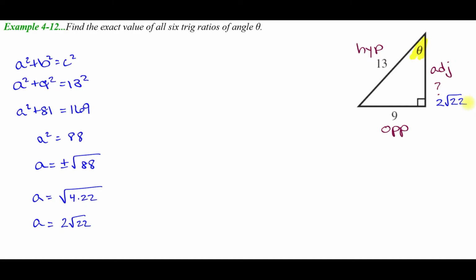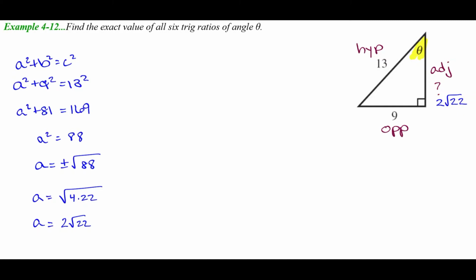So using the Pythagorean theorem, we end up with a is plus or minus the square root of 88. We're going to choose the positive because it's the length of a side of a triangle, so we know that it's going to be positive. And then we're going to simplify that radical, and we get 2 square root 22.